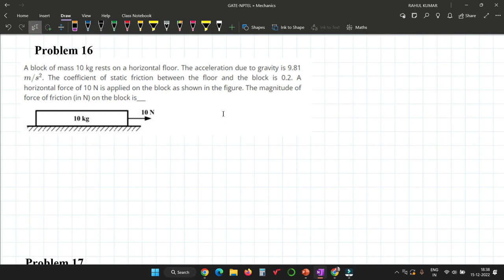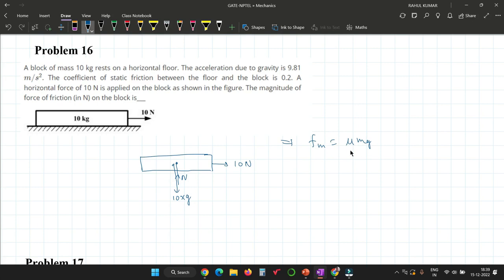Newton. Yeah, that is correct. So what is happening here? If you draw an FBD, here a 10 Newton external force is applied, and here N, and here 10 into g. So first you have to check what is the limit of friction. What is the maximum limit of friction? So what is the maximum limiting force?